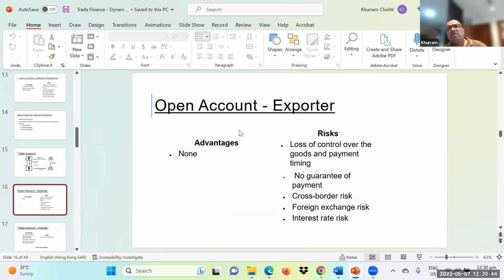Open account, exporter. The exporter is a person like KC Limited in India who's supplying rice. Advantage is nothing for me. I've given my goods away. I have no control over the goods. In fact, it's all risks for me.